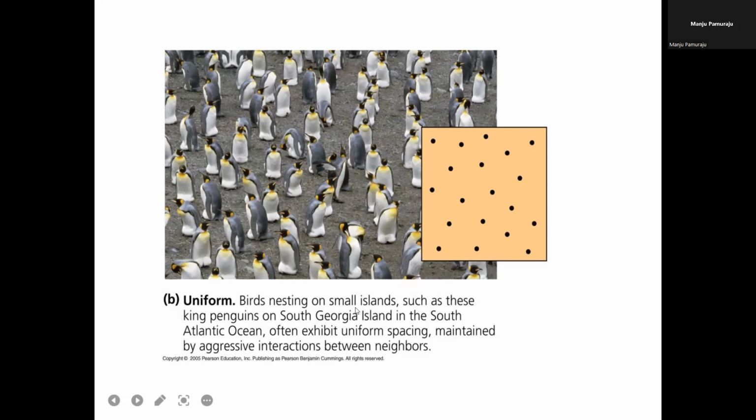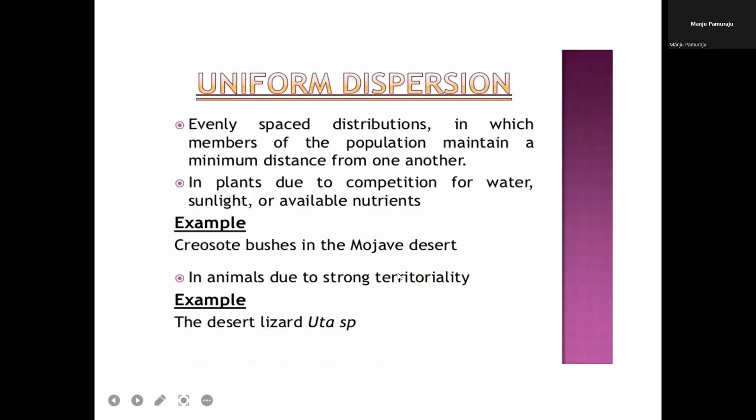Birds nesting on a small island, such as these king penguins on South Georgia Island, are arranged with uniform spacing. They maintain the minimum distance from one another.